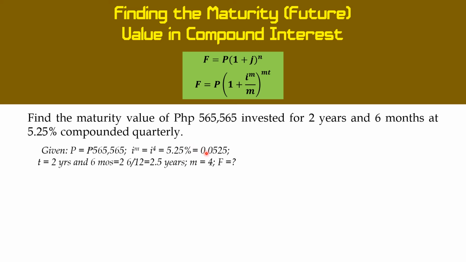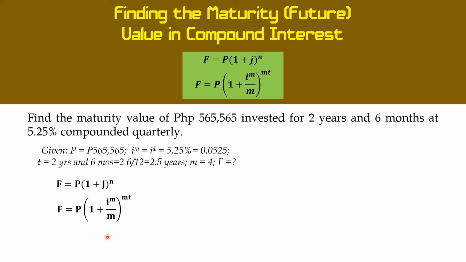In decimal form, that is 0.0525. Then the time is 2 years and 6 months. Okay, 6 divided by 12 lang yan. So 2 and 6 over 12 is equal to 2.5 years. And then m, okay, ano yung m? That is the number of conversion periods per year. That is equal to 4. And the future value is missing. Okay, let's now use the formula given above.